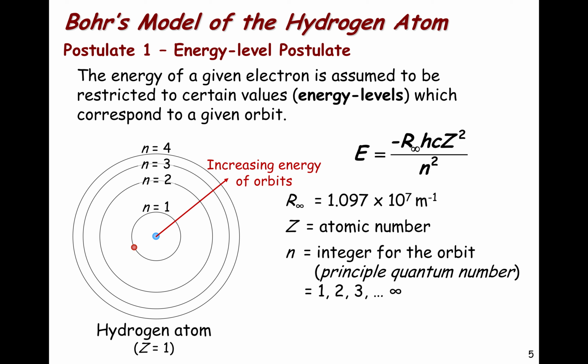In the denominator of the equation is what Bohr called the principal quantum number, the n value, which could take on integer values anywhere from 1 to infinity. The n had to be squared.